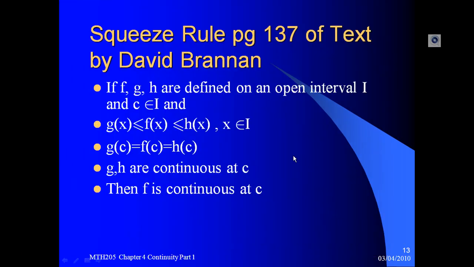The squeeze rule is on page 137 of the text by David Brennan. It says that if you have three functions f, g, and h defined on an open interval I, and c is a point inside the interval I, and suppose three conditions are satisfied: g(x) is less than or equal to f(x), less than or equal to h(x), where x is inside the interval; g(c) equal to f(c) equal to h(c) for that particular point c; and g and h are continuous at point c, then f is continuous at the point c.